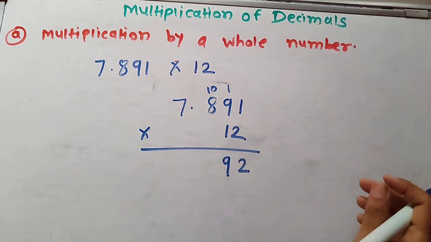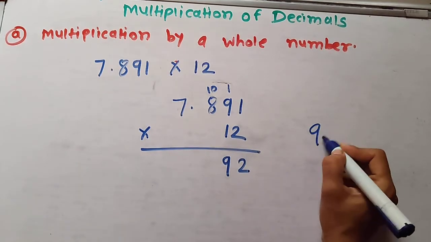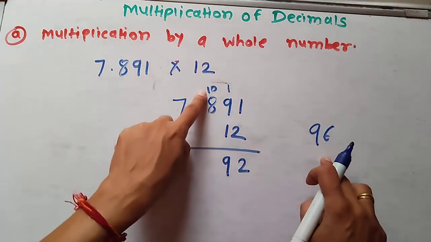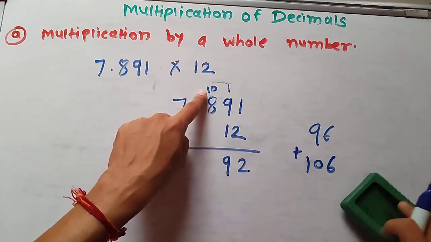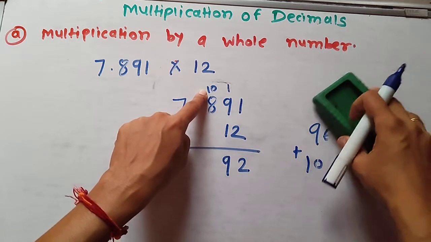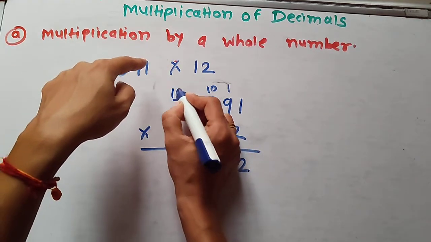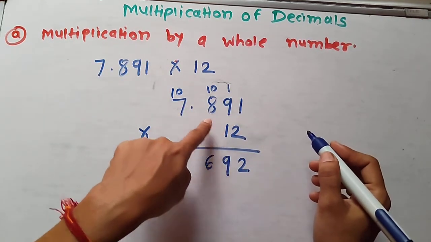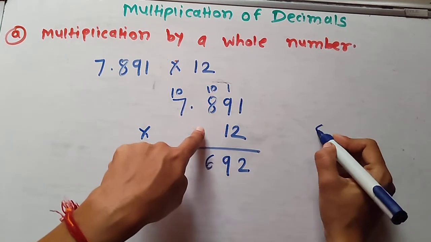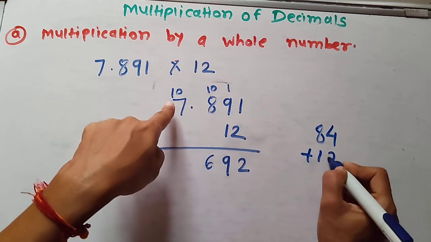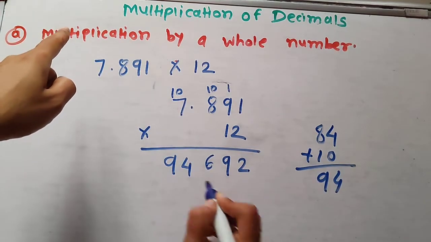Okay, now you take the next digit and directly multiply by 12. 12 8s are 96. 96 plus 10 is 106. Again you have to put 6 and 10 carry over. Then 7. 12 7s are 84. 84 plus 10 is 94. So you have to write 94.